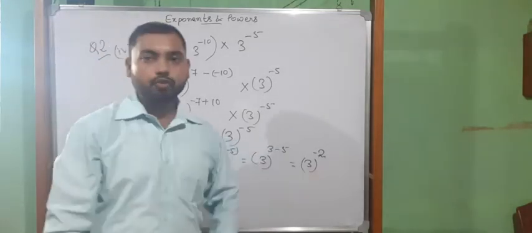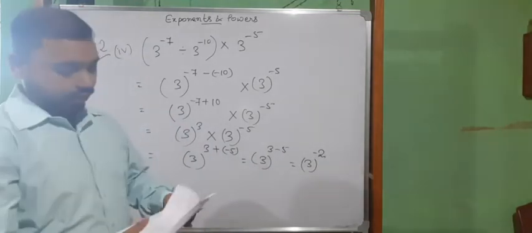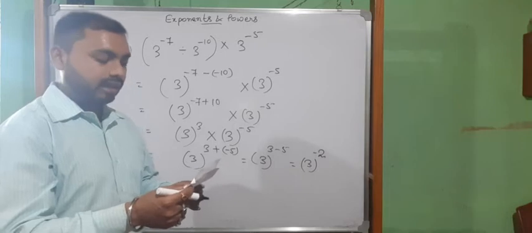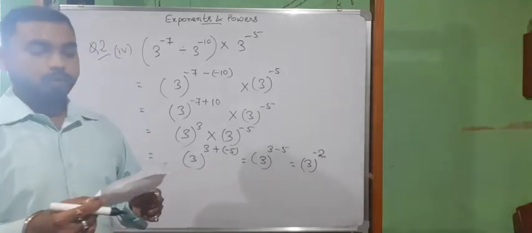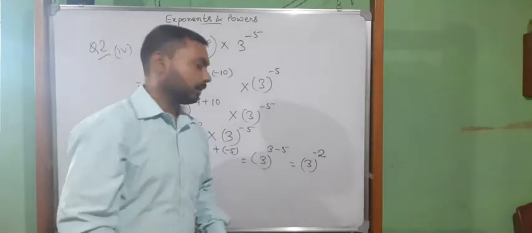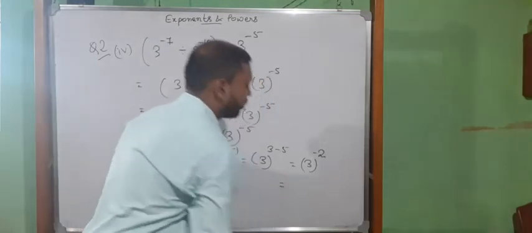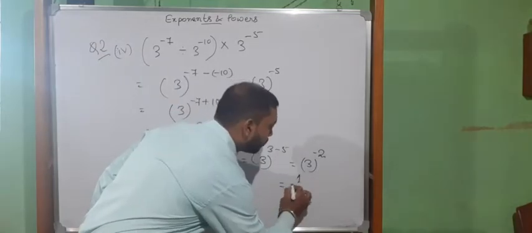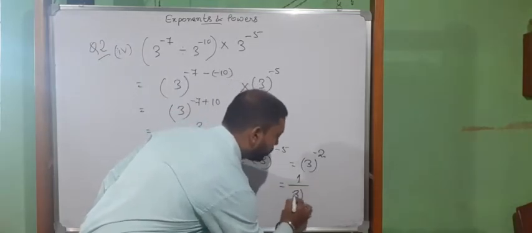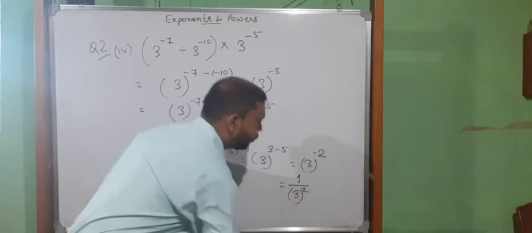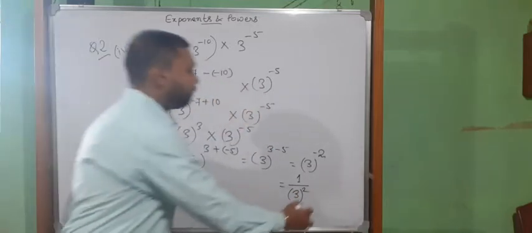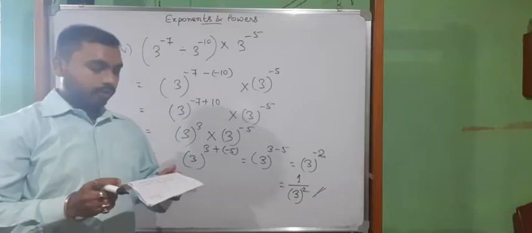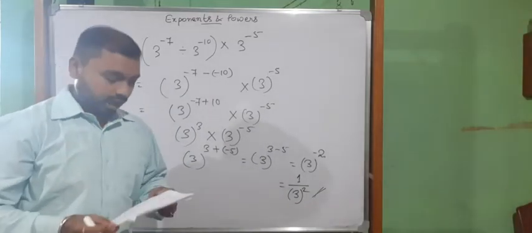so you are getting minus 2. But the question asked, simplify and express the result in power notation with positive exponent. You have to use positive exponent. So now we can write 3 to the power minus 2 as 1 divided by 3 raised to the power 2. So this is our final answer. Okay, so this is all about question number 2. Now let me go to question number 3.